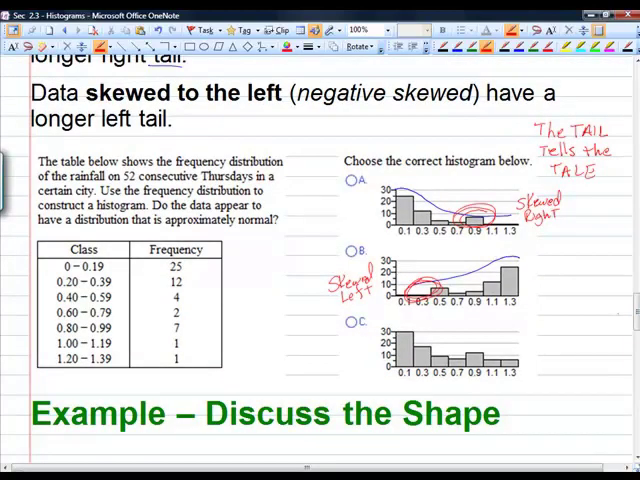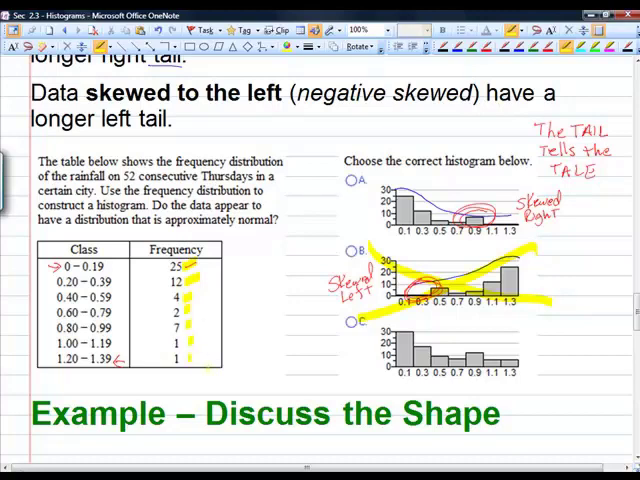So looking at this distribution, here's our class. We start out at 0 and we have a maximum of 1.39. So looking at our data, we have a count of 25 close to 0. So we know automatically this graph is not going to be the one that represents our data because we've got to start out high. Then we go to 12. It's going to drop down, but it's still fairly high, isn't it? So we go from 25 to 12 to 4 to 2, then we jump up to 7, and then we have a 1 and a 1.